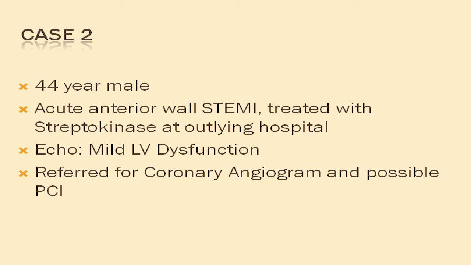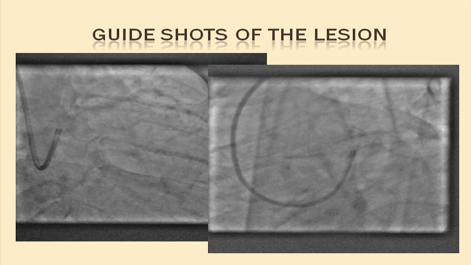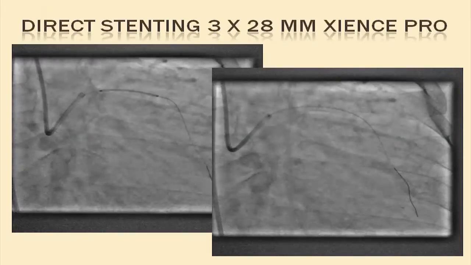This is the case. The other case is a 44-year-old male, acute anterior wall STEMI, treated with streptokinase at an outlying hospital and referred for further management. Echo revealed mild LV dysfunction and he was referred for CAG and possible PCI. In this case, the femoral approach was used, preloaded with Ecosprin and clopidogrel, and 5,000 units of unfractionated heparin was given. The guide shot revealed an osteal LAD lesion again, a significant lesion, treated with a 3x28 Xience Pro stent.